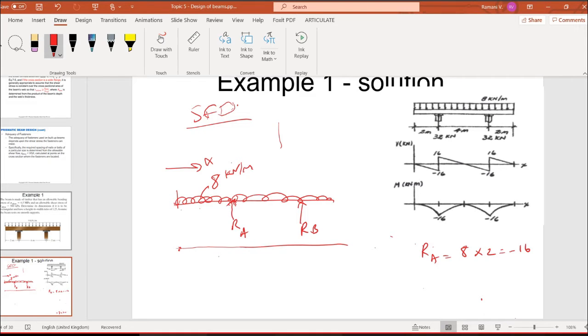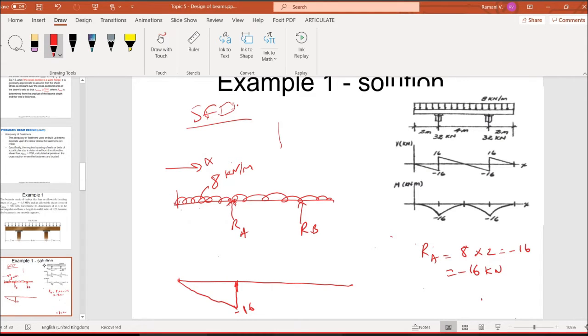I mark the value as 16 here. Okay, value of RA will be 16 minus 16. So I have to give some value which is downward. Minus 16 I have given, right? Minus 16 because of RA only. I didn't account for load yet. I only accounted for this value. 16, how much is the value? Kilonewton. This is in kilonewton per meter. This is in meter. Then you end up with kilonewton shear force.